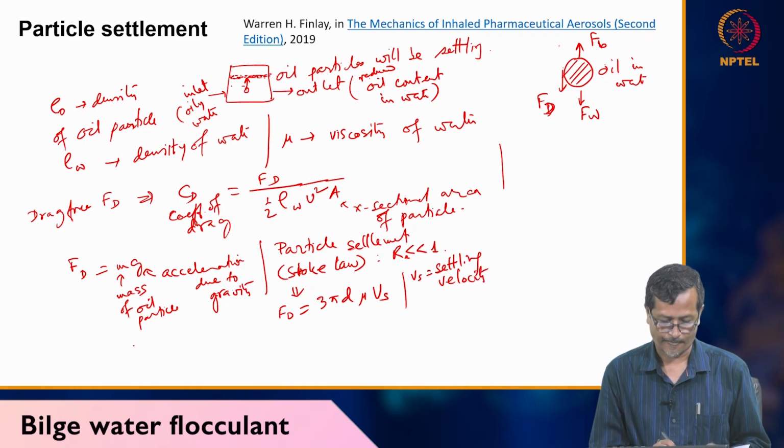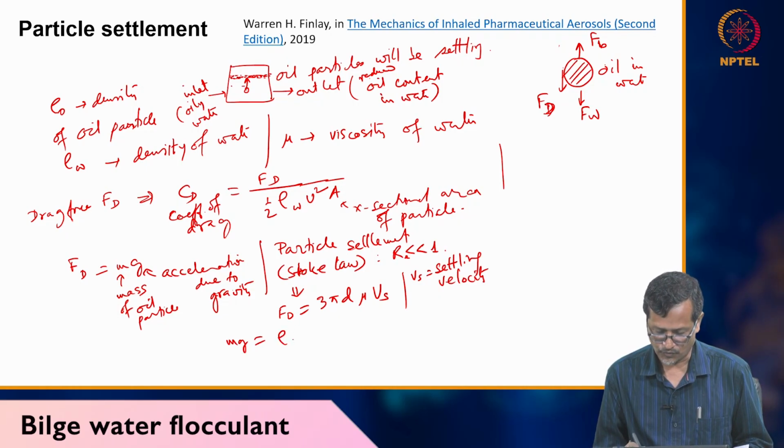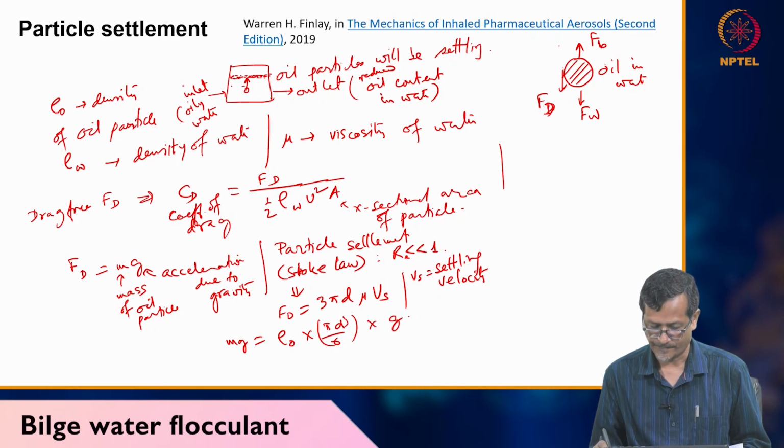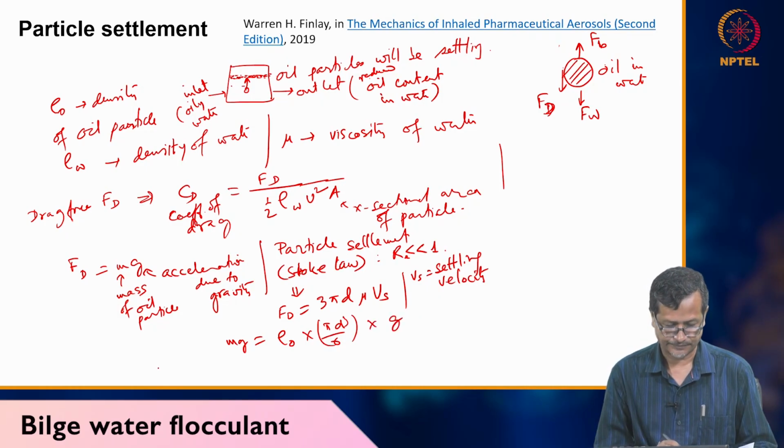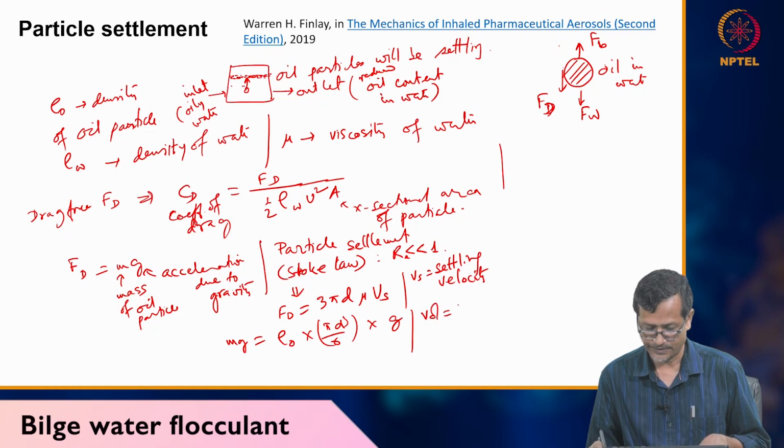Settling velocity. Now mg equals rho particle, here rho oil, into volume, which is pi d cubed by 6, into g. Okay, now volume equals pi d cubed by 6.